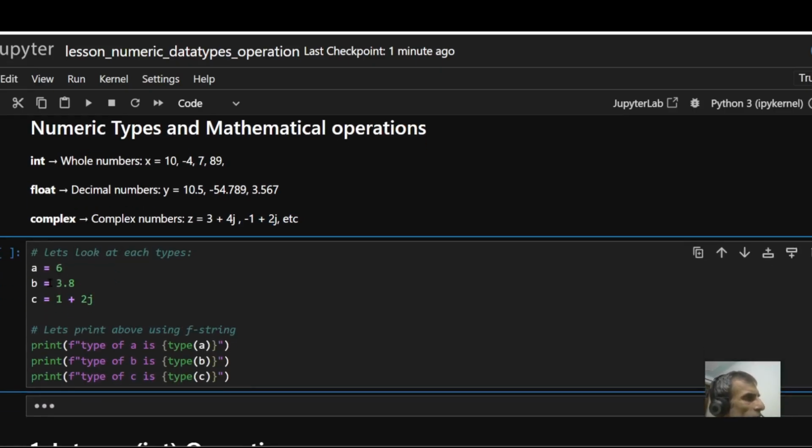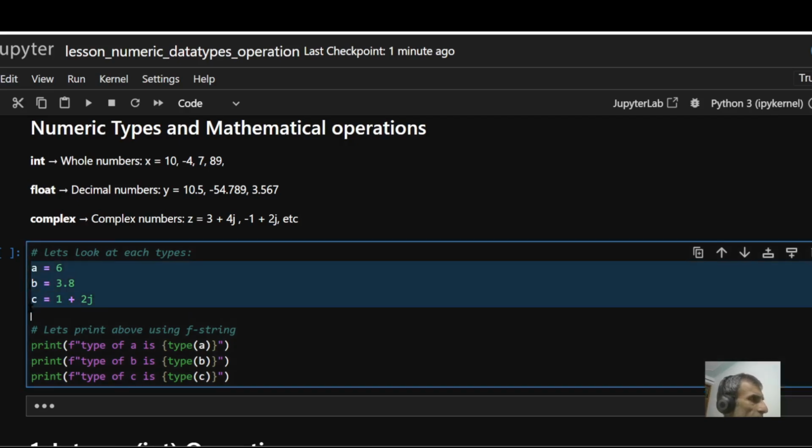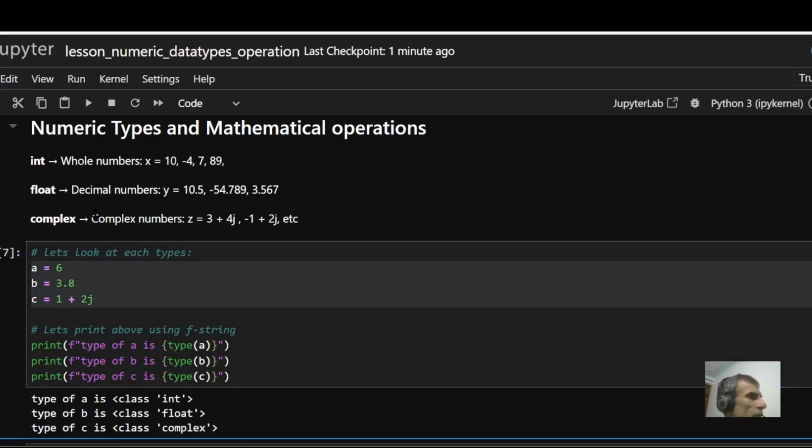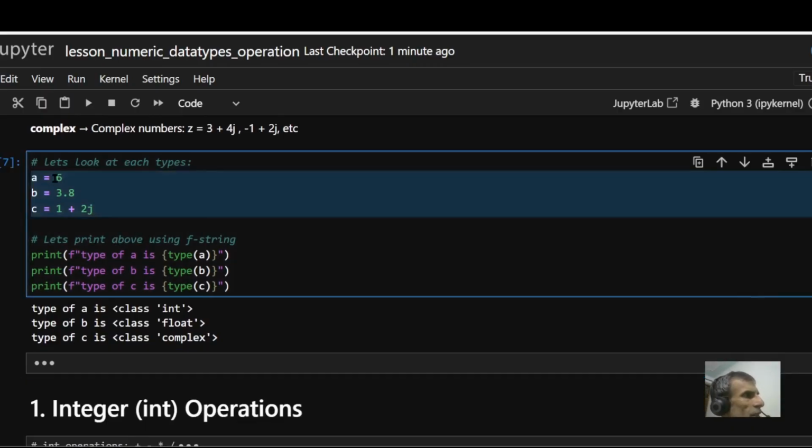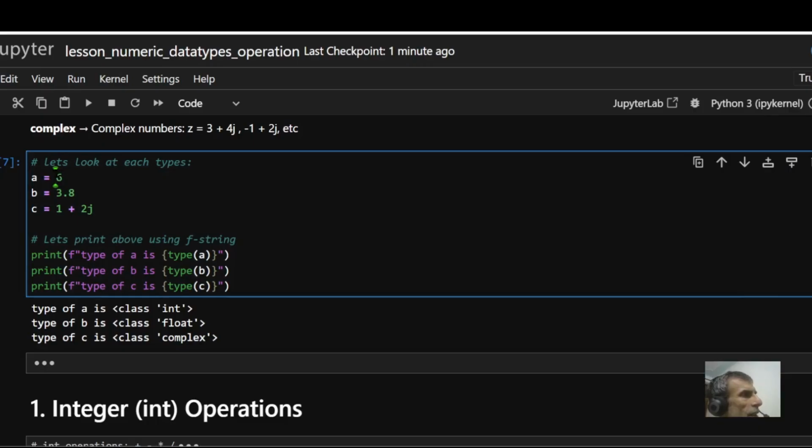Let's say my a equal to 6, my b equal to 3.8, and my c equal to 1 plus 2j. So I'm assigning these variables right here. Let me run this right now. When Python sees 6, it says this is an integer, so it converts a into an integer type. Same thing with b: when it sees the float, it converts b into a float type. And same thing with c: when it sees the j term, it converts c into a complex number.